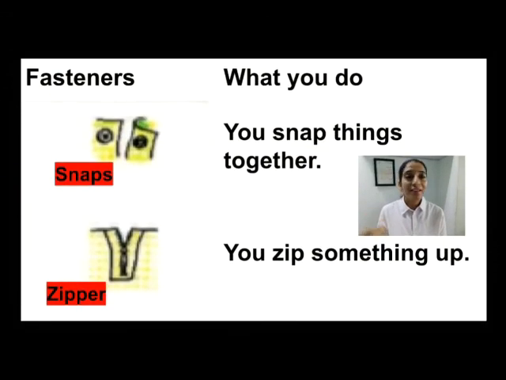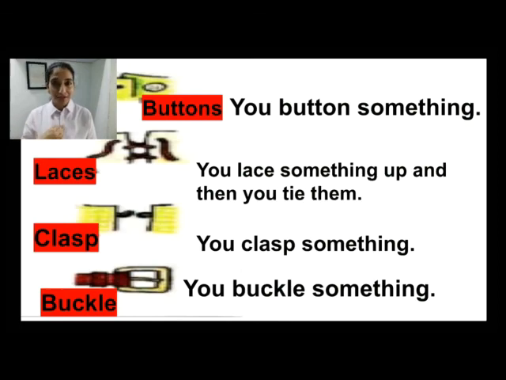Now there are various kinds of fasteners. The first one is snaps. So you say you snap things together. For example, if your child has forgotten to snap his snaps, you may request him, please snap your snaps. And if your child has a zipper, you say you zip something up. Zip your zipper up, baby. If you have buttons like my shirt, you say I button my buttons.